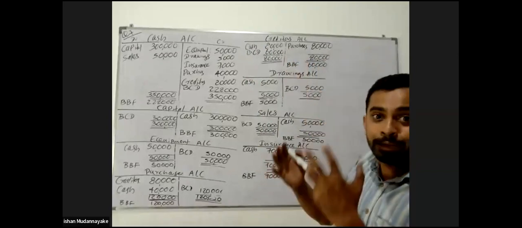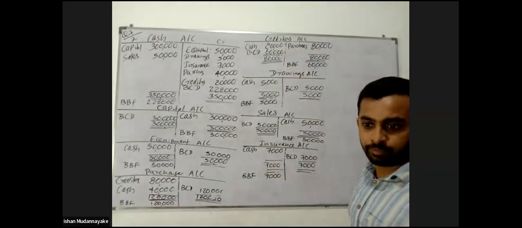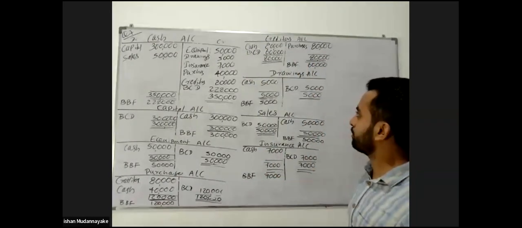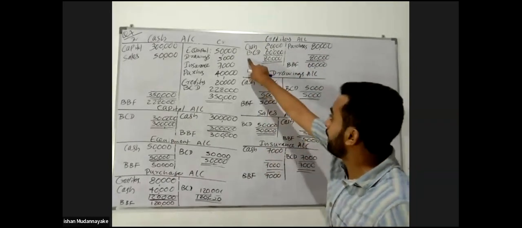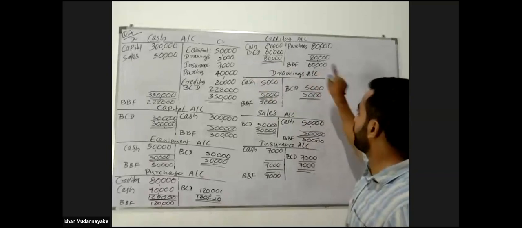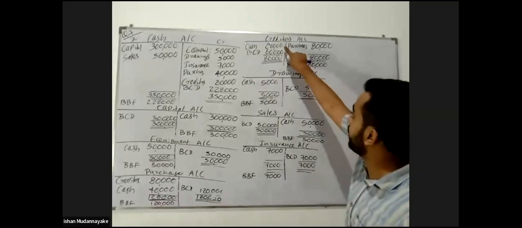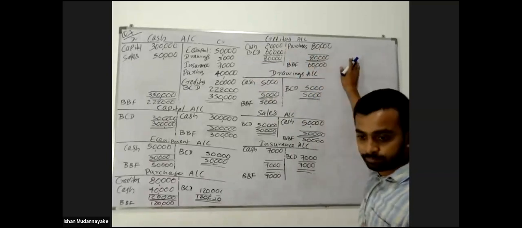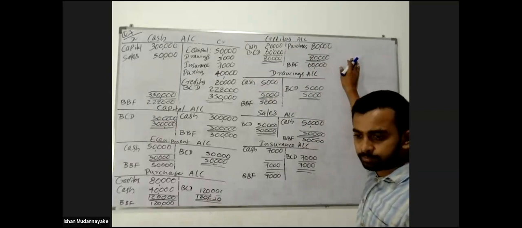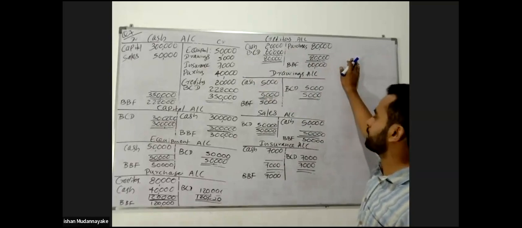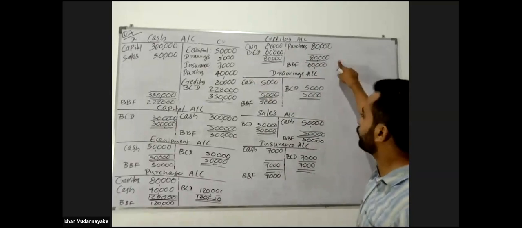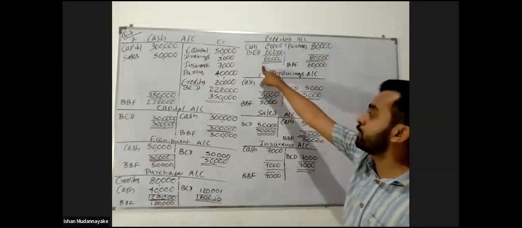Payable balance, remaining payable balance, 60,000. Then that amount is balance carried down, and here balance brought forward 60,000. You can't write this 20,000 on the credit side. The highest amount only should be taken to the lowest side, like 80,000 only should be taken to the 20,000.